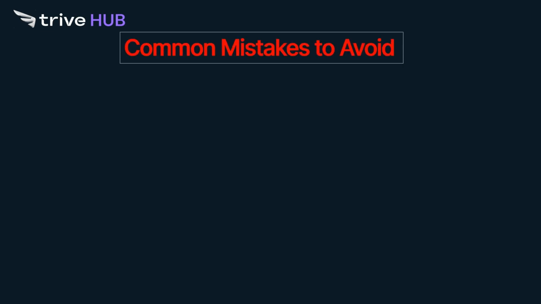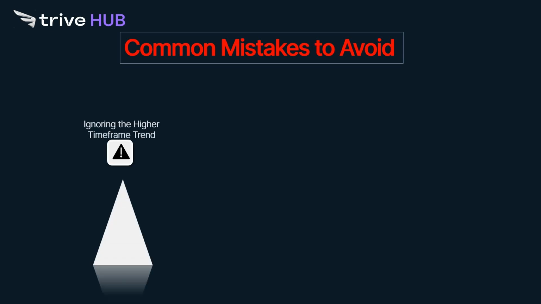So let's discuss some common mistakes to avoid. While analyzing trends across time frames, traders often make errors that can lead to poor decision making and unnecessary losses. So there are some common mistakes you need to avoid. First is ignoring the higher time frame trend. We have discussed it earlier also. Do not trade against the trend. Always trade in the direction of the trend only, and always look at the higher time frame.